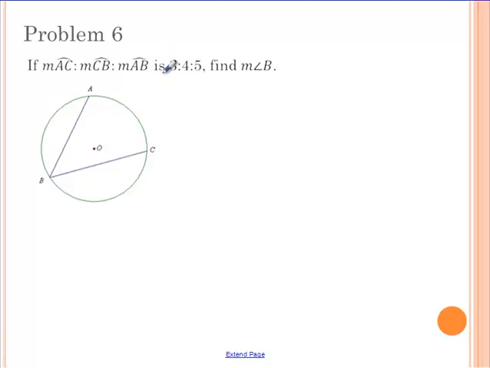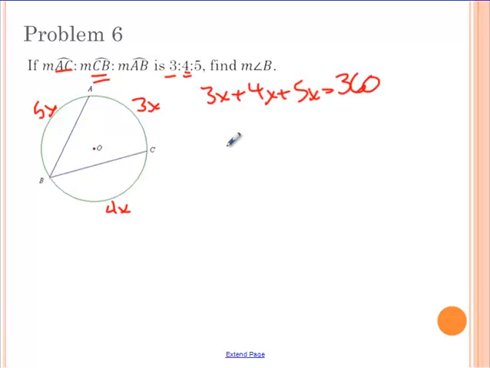Anytime you see a ratio, remember you put x's behind it, so AC, first one goes with the first one, so 3x, CB has a 4, CB is down here, 4x, and this one's 5x. Now all of them add up because you're going all the way around a circle. They add up to 360 degrees. You get 12x equals 360, so we're going to get that x is 30 when you divide by 12.